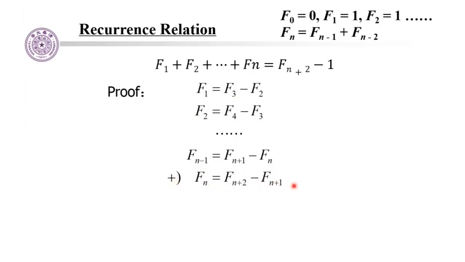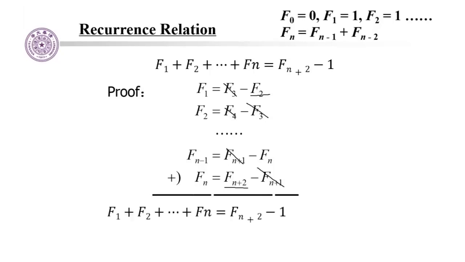With these equations, we discovered that we could get something by adding them together. For example, here f3 and f3 could be eliminated, f4 could be eliminated. Finally, fn plus 1 and fn plus 1 are also eliminated. The only terms left are fn plus 2 and f2. So the sum of the left-hand sides is exactly f1 plus until fn, and the right side is fn plus 2 minus 1. With this idea, we could also prove other equations.